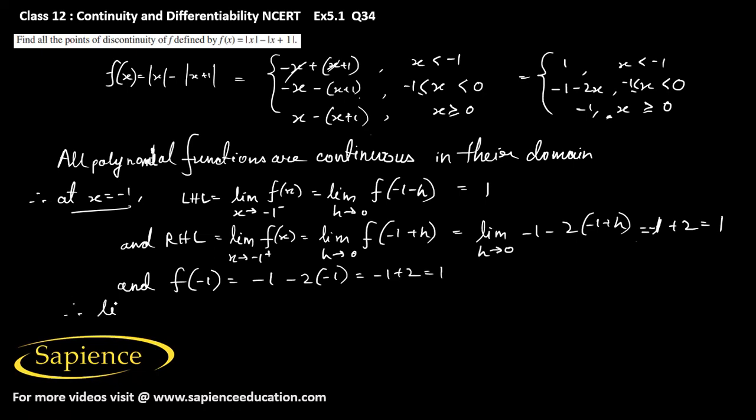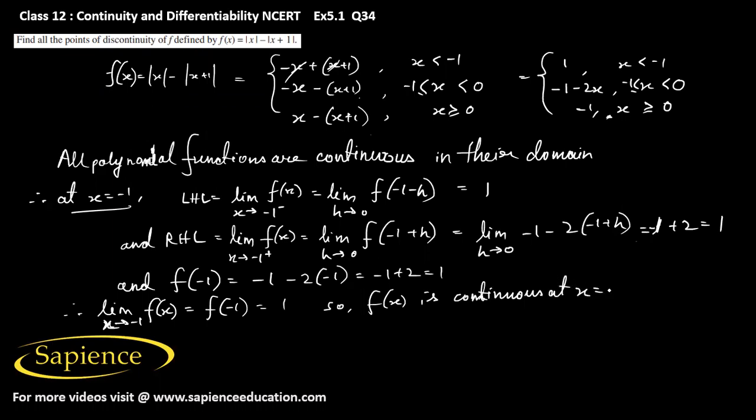So therefore limit x tends to minus 1 f of x, that is equal to f of minus 1, which is equal to 1. So we can say that the function f of x is continuous at x equal to minus 1. And then we have to check at x equal to 0.